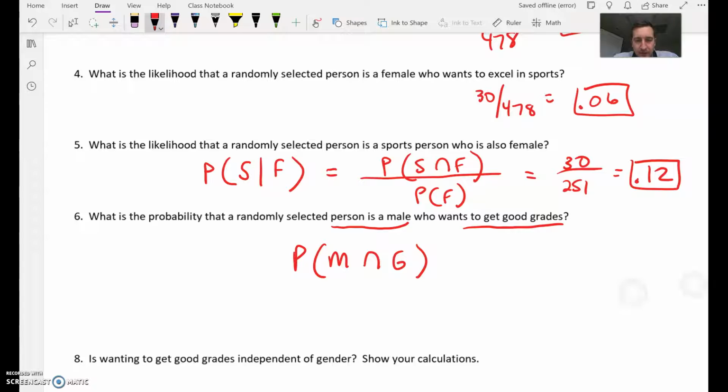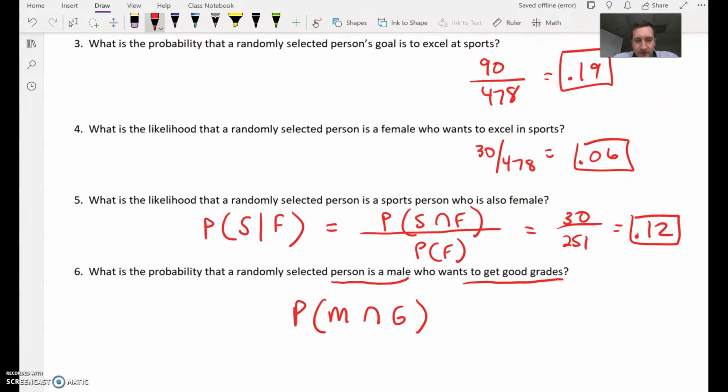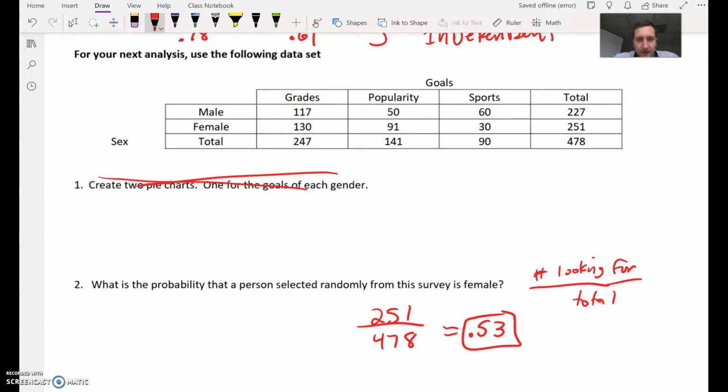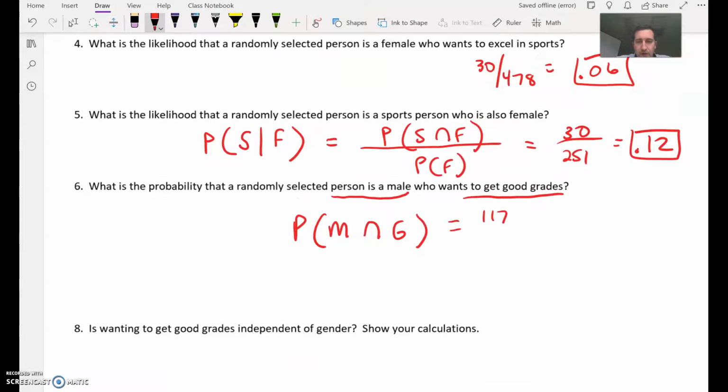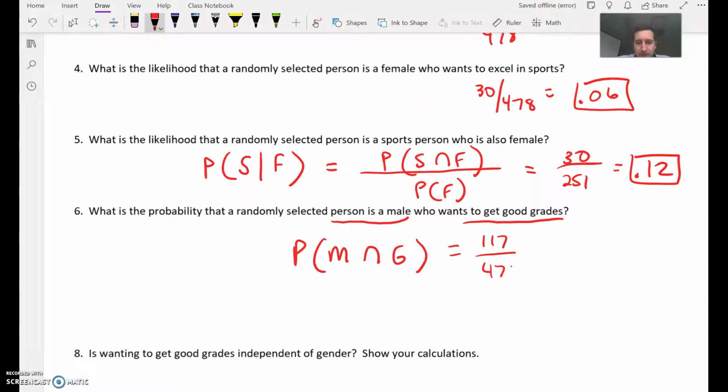So an AND problem, we can just look at the chart. Male and good grades, that's this number. Sometimes the chart makes it a lot easier. It's 117 over 478, right? What's the probability that we select a male who wants good grades? That's 117 of them over the total 478. And that probability is 0.24.